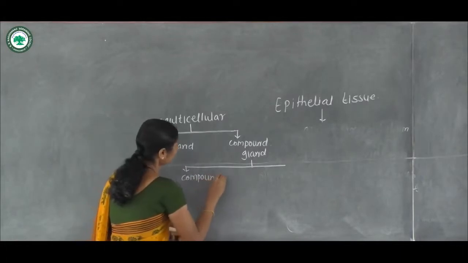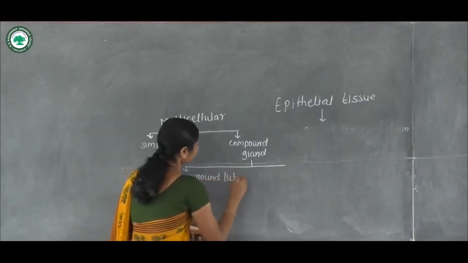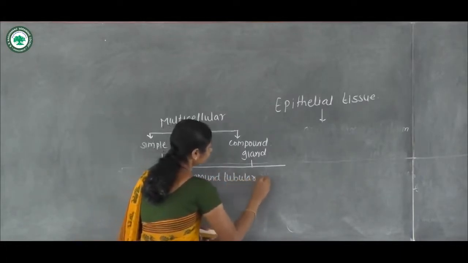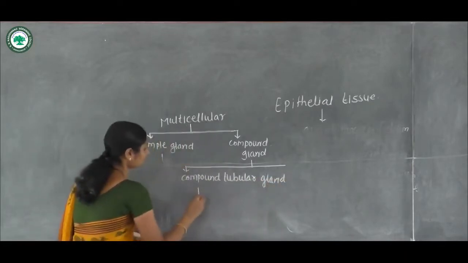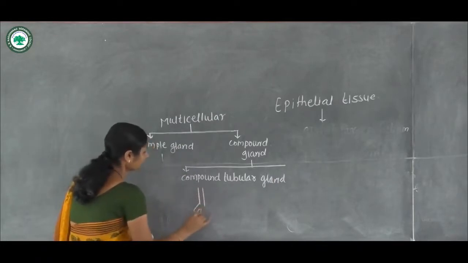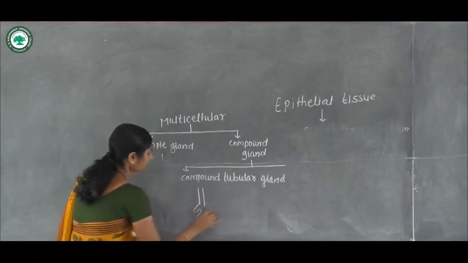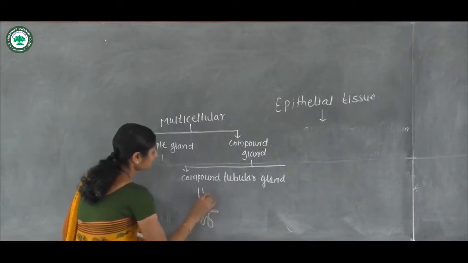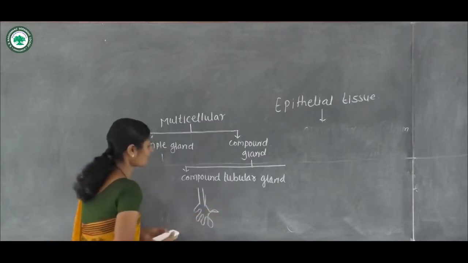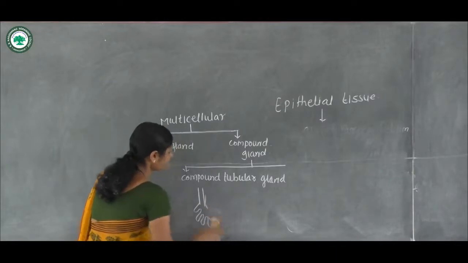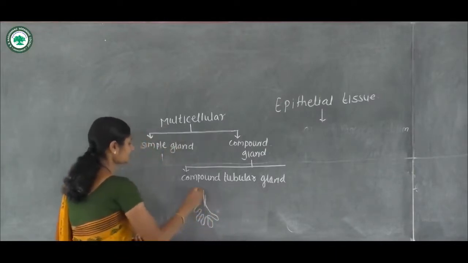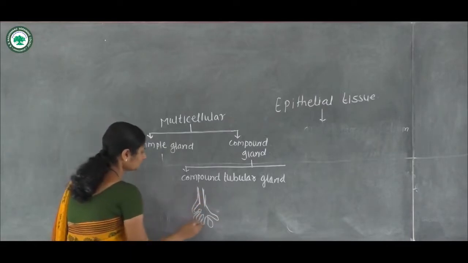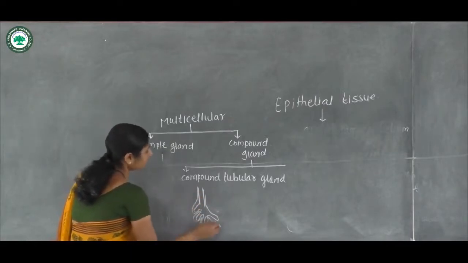Compound tubular gland. Here a single secretory tube gives different branches, and these different branches open into the common duct.